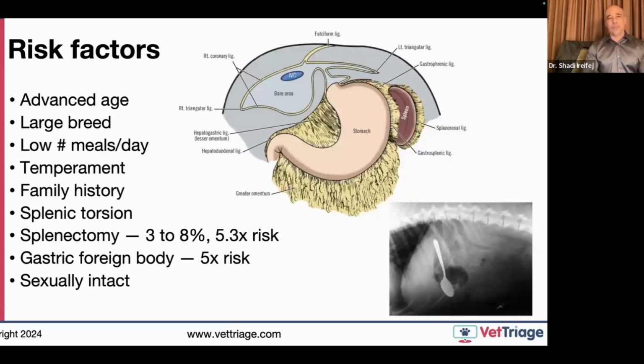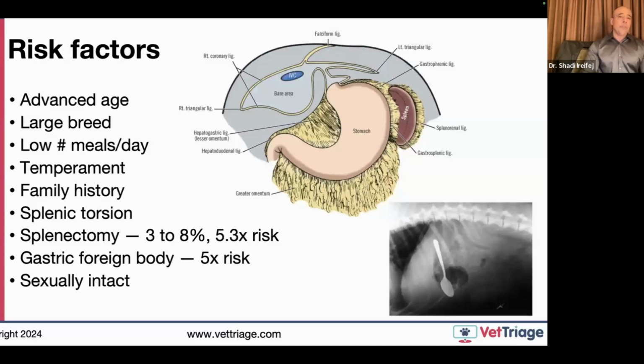There are a ton of risk factors reported in the literature. I collected the ones here that I feel make the most sense, because some risk factors are perhaps associations, not necessarily risk factors. They include advanced age, large breed, dogs that eat a low number of meals per day, their temperament, mostly an anxious temperament, a family history of GDV, a history of splenic torsion or a concurrent splenic torsion, and a history of splenectomy, which has an incidence of 3 to 8%. Having a splenectomy performed prior to developing a GDV is a 5.3 times risk factor.